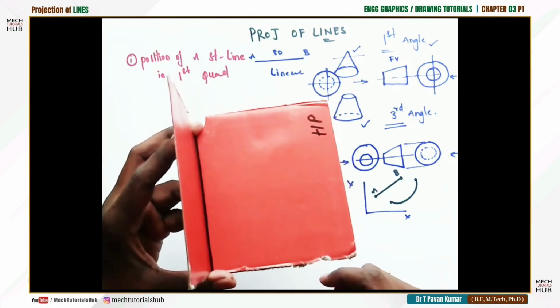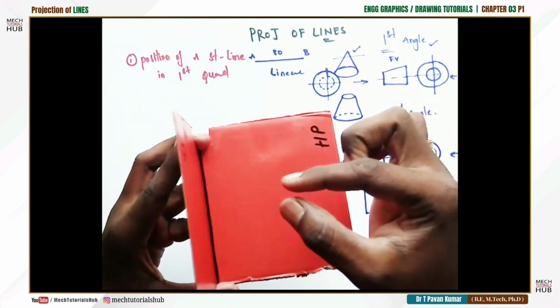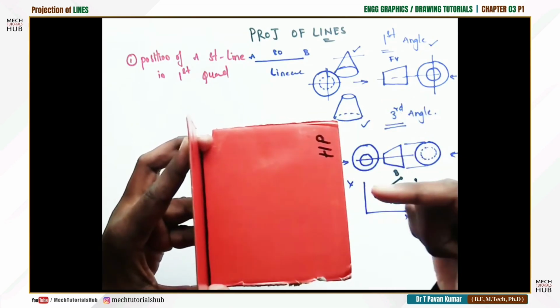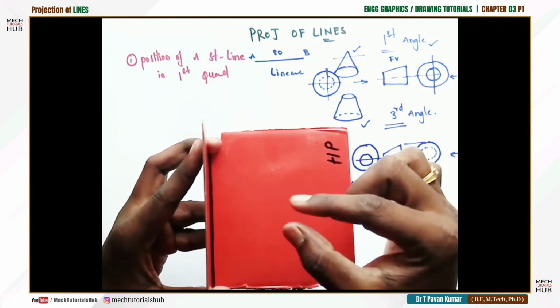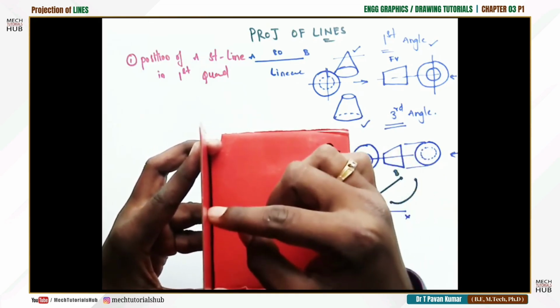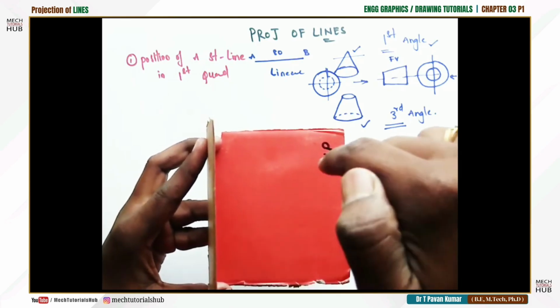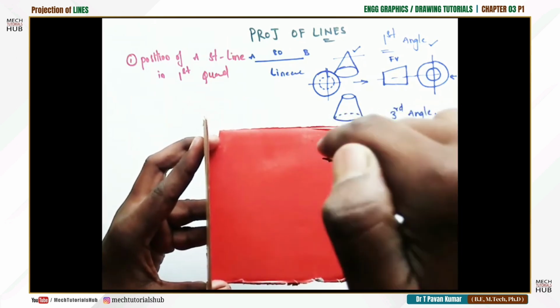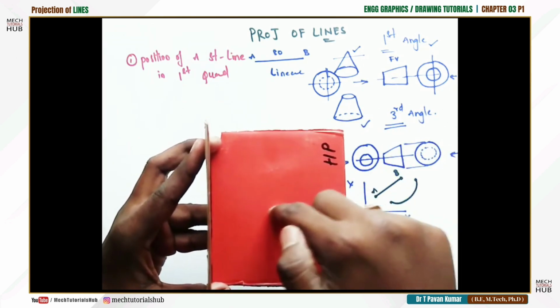The way we have discussed in projection of points, when some object is placed here, let us say point A, and I view from the front, this is the front view position. The projection of this is going to be on the vertical plane. Similarly, when the position of the observer changes from front to top view, I can view the object from the top. The same object's projection is going to be on the horizontal plane.